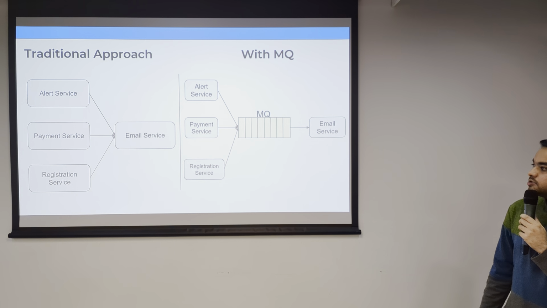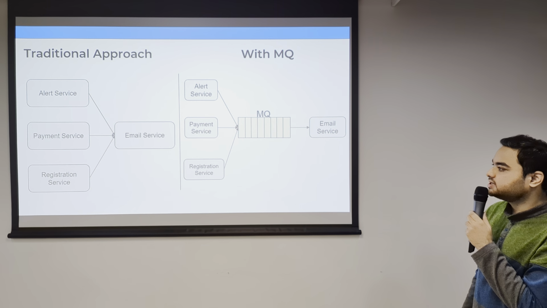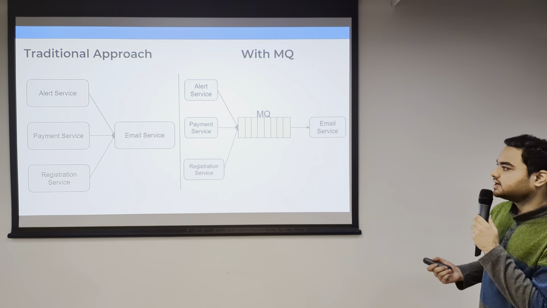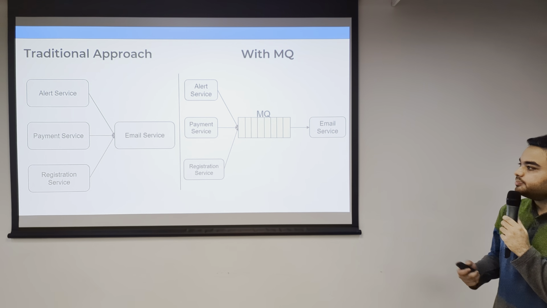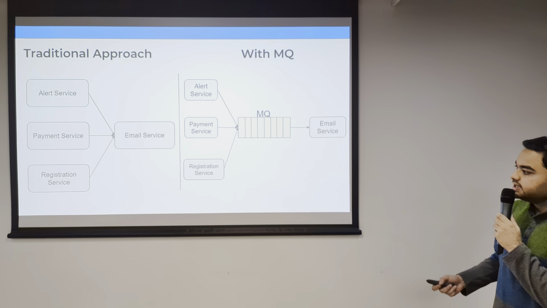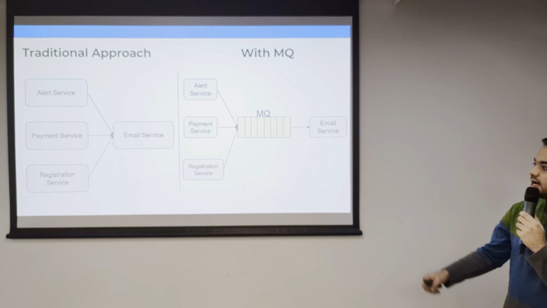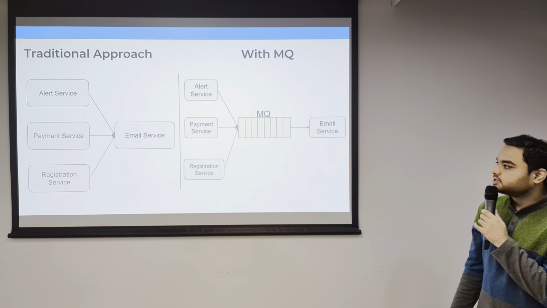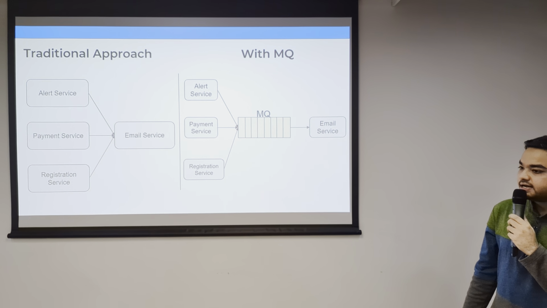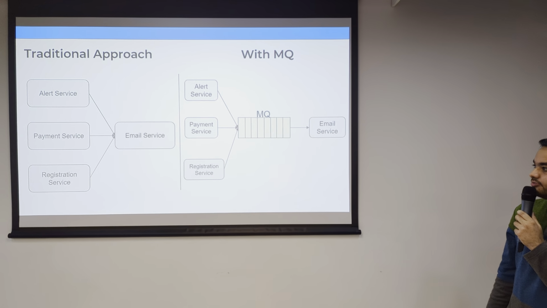So now you can see in the traditional approach, let's say these are three independent services, and if some alert comes, it has to send an email. It will call this email service. If someone makes a payment, it will also send an email. Then once a user registers, it also has to send an email. So these three independent services are trying to send email. Now, if there is a peak load, so many users come at a time, and they are trying to access the email service. In this case, what will happen? That email service will block. It will not be able to work properly.